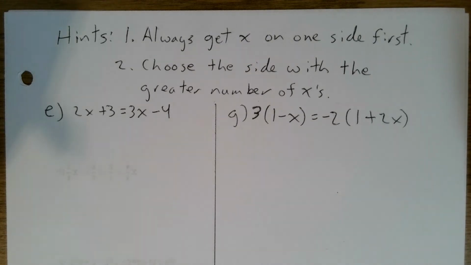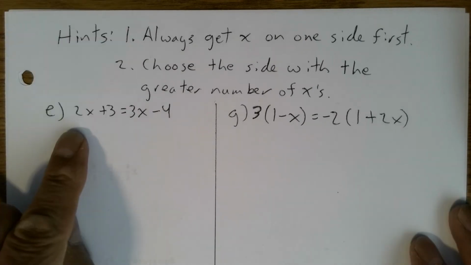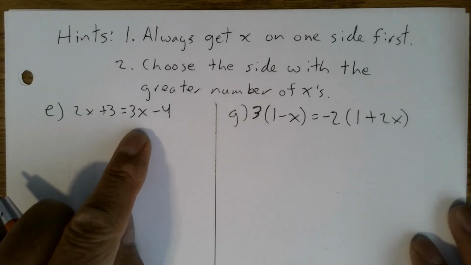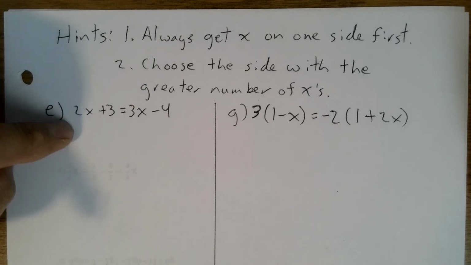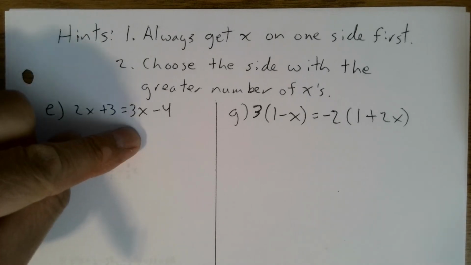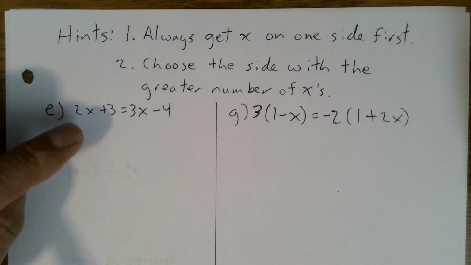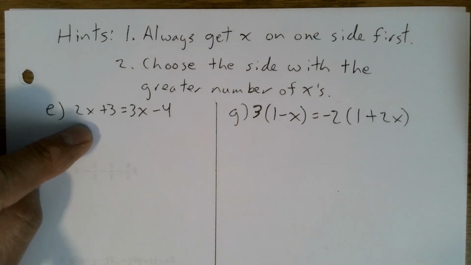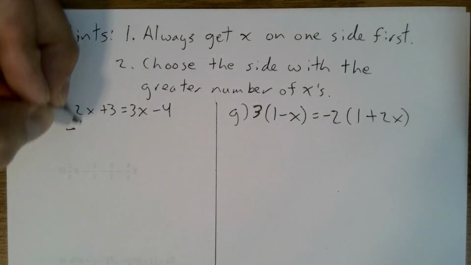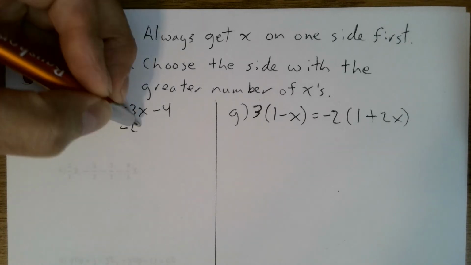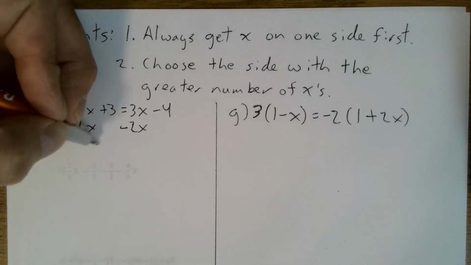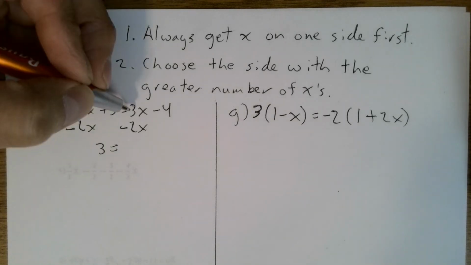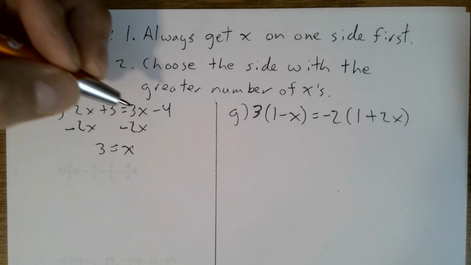Okay, so let's have a look here. We've got 2x and 3x. So we want to get all the x's on one side. But which side? Well, 3 is greater than 2, so we want to get the x's on this side, which means we want to get rid of this 2x over here. So let's subtract 2x from both sides, because 2x minus 2x equals 0. And then we end up with 0 plus 3 is just 3 over here. 3x minus 2x is x, and we still minus 4.